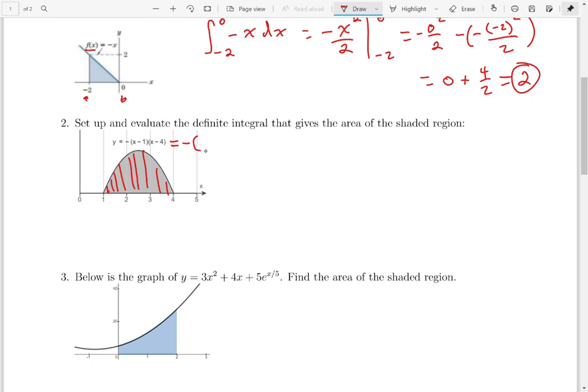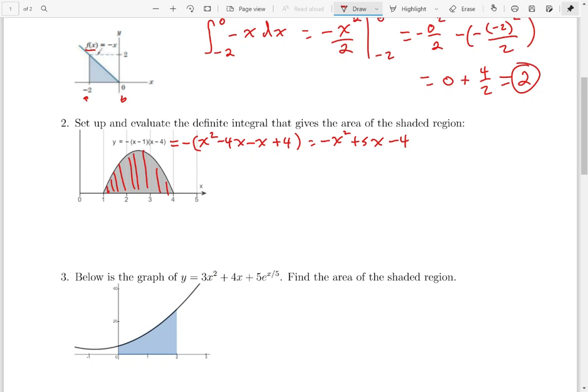And so this is negative, and then I'm going to use binomial multiplication, FOIL if you so desire. X times x is x squared, minus 4x minus x plus 4. Then I'm going to distribute that negative sign, but I'm also going to simplify this. And so minus 4 minus 1 is negative 5. And so this is then going to be negative x squared plus 5x minus 4. That is the function that we're looking at here. And so I just went ahead and did that because we're going to need it to find the antiderivative.